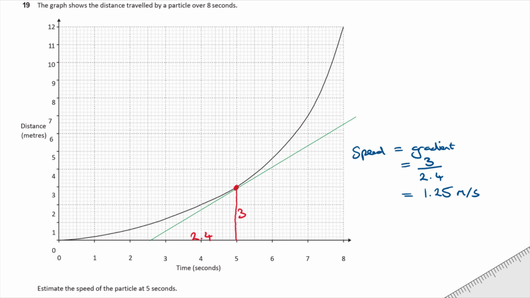Now don't worry if your speed is a little bit more, a little bit less than this. It's really going to depend on how you've drawn your tangent on. You'll definitely get the same height as me, 3, but your length along here is going to depend on how you drew your tangent. So there's going to be a bit of variation in the answer, but as long as you use your distance in your calculation, then you're going to get the answer right. Okay, and we're done.